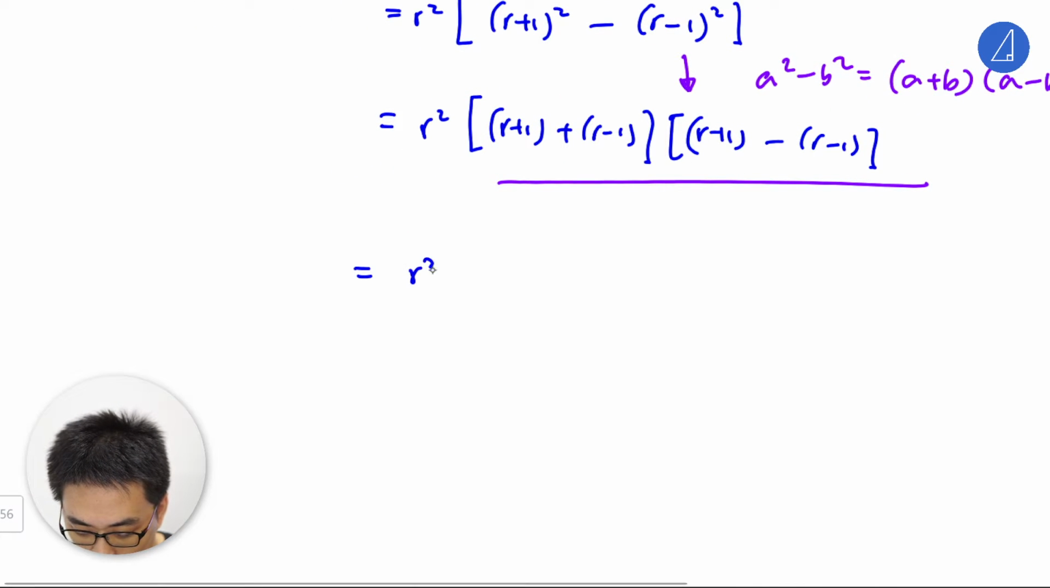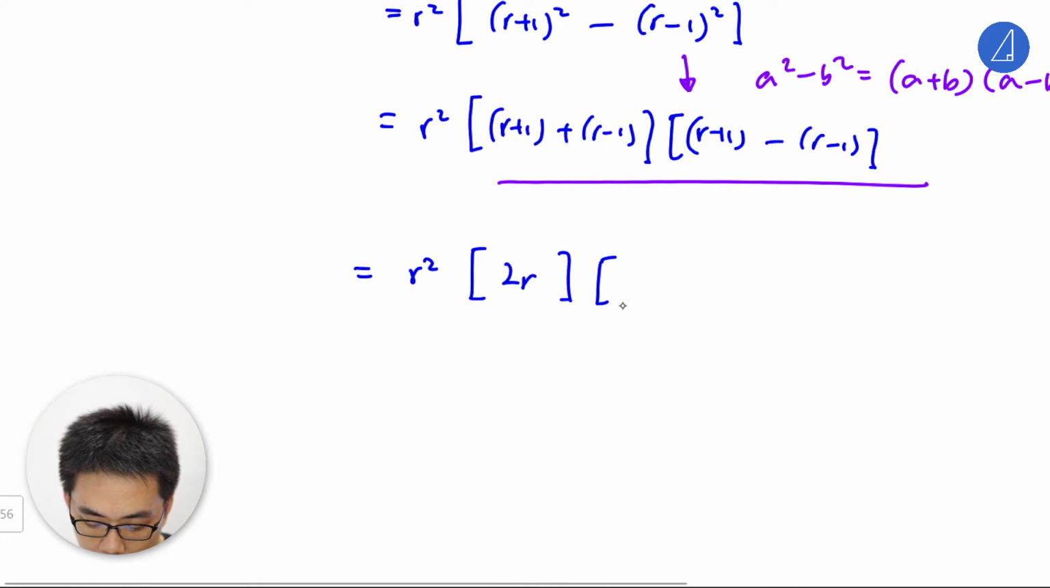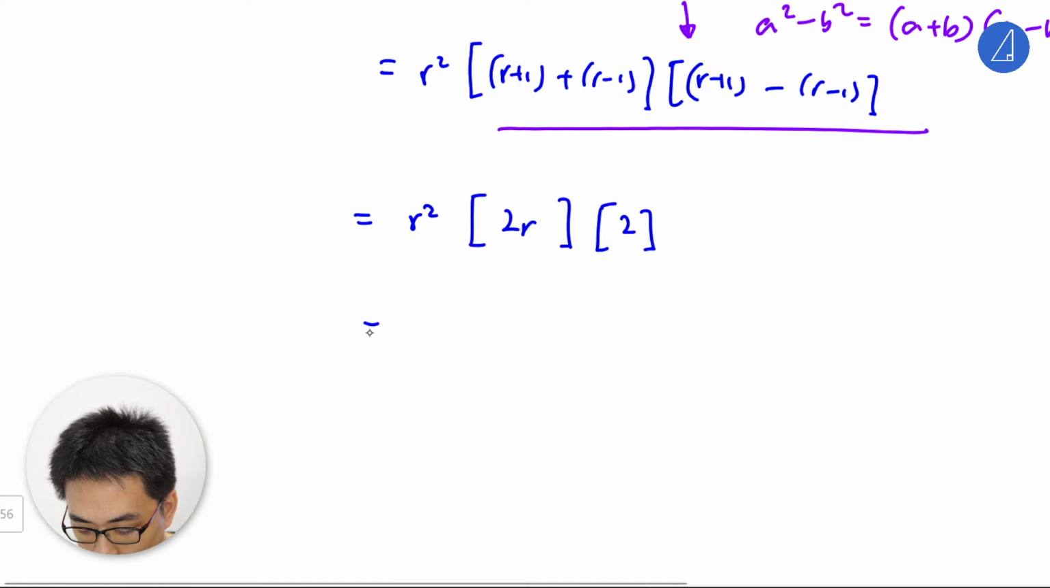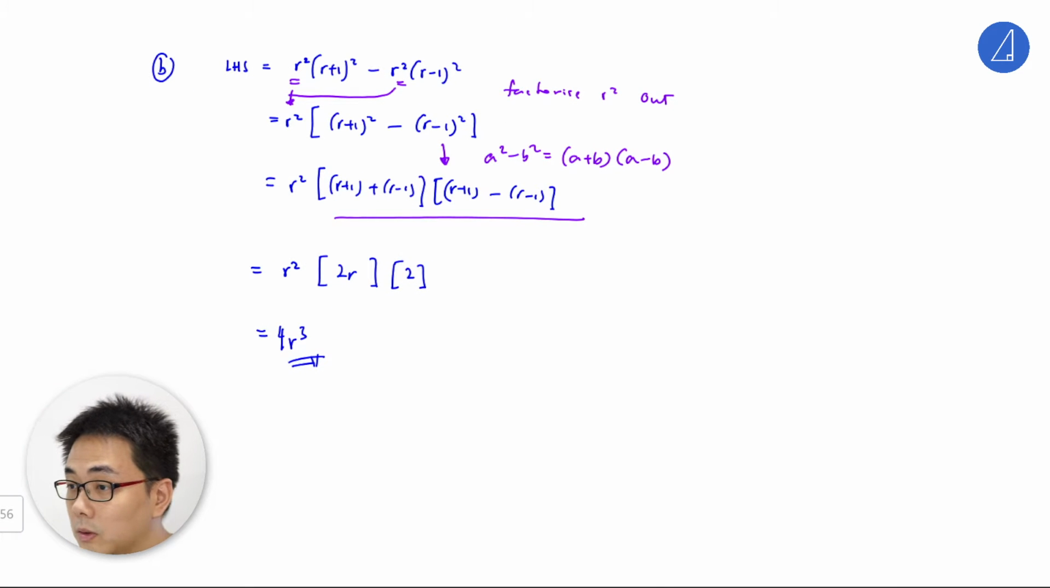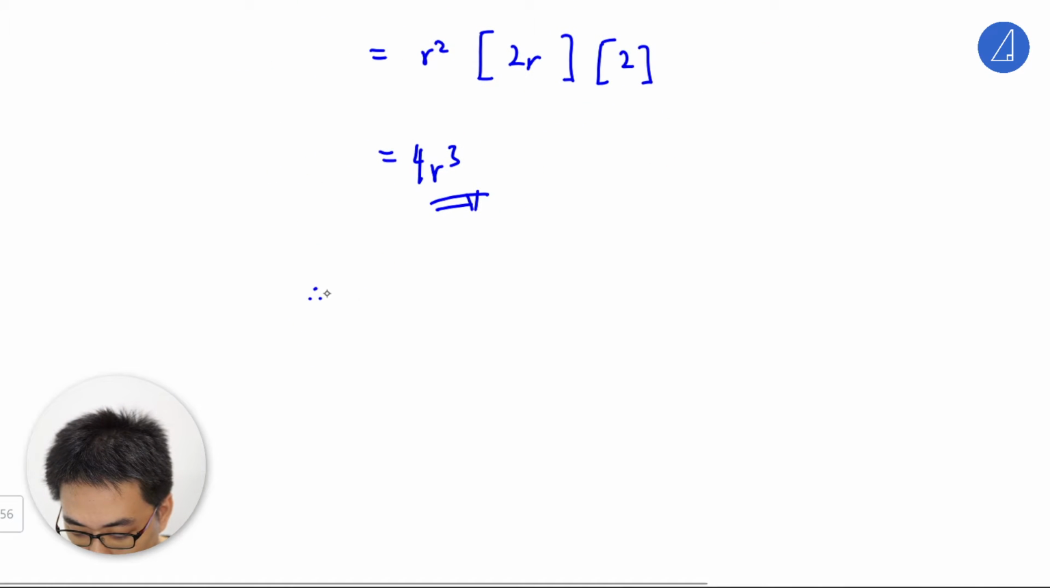That will be r square times 2r, and that will be 2. So very naturally, this is 4r cubed. Okay, not an issue. So you want k, right? K would be hence 4.